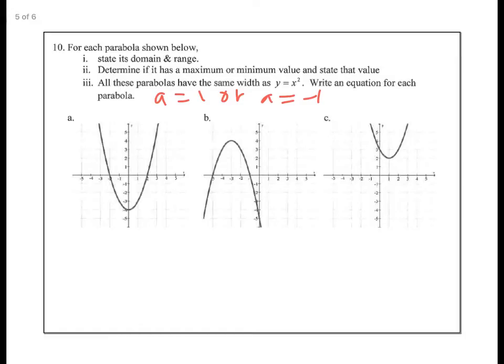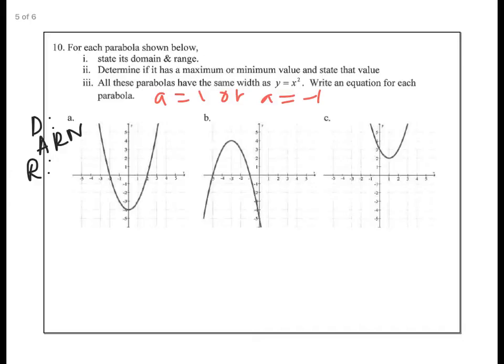So let's start with our domain and range. So for A, and I'm going to have to squeeze this in here. My domain for A, actually my domain for all parabolas, unless we're in a word problem where we maybe want to limit it, is going to be all real numbers. So I'm just going to state here that all the domains for A, B, and C are all real numbers. The range is where we're going to have some variety.